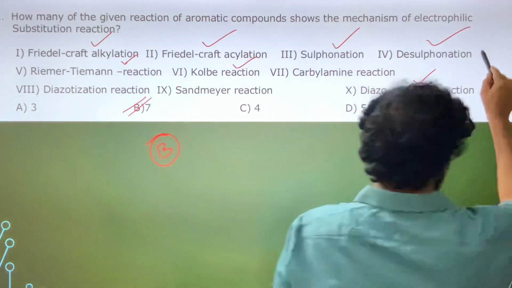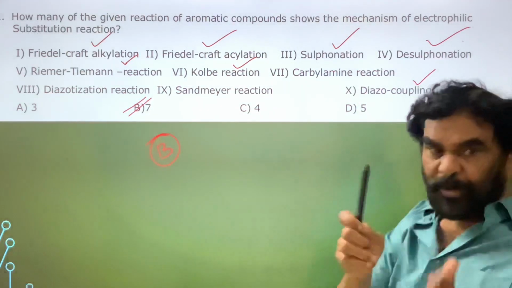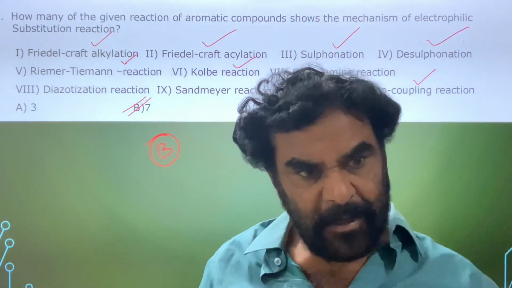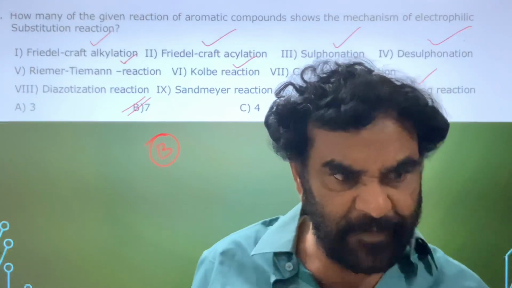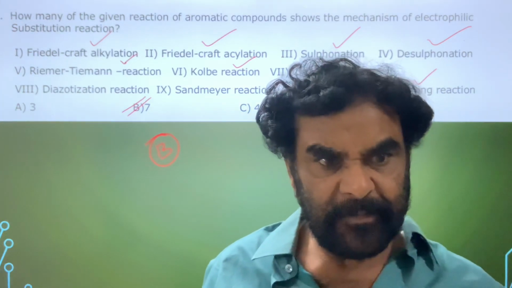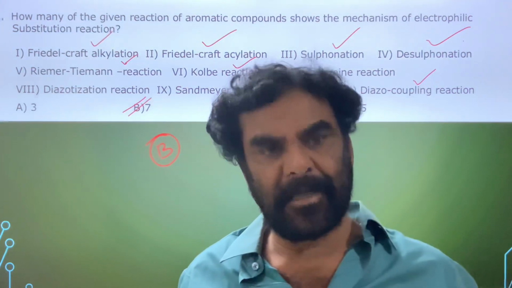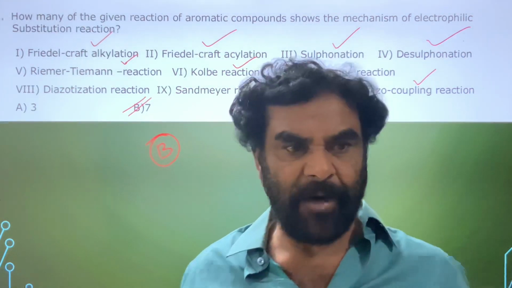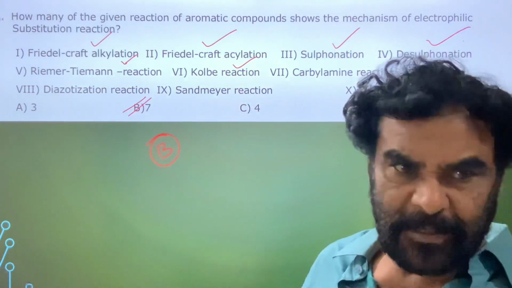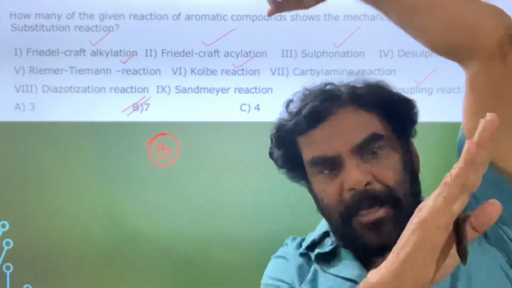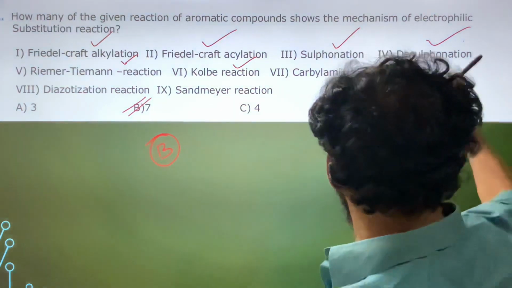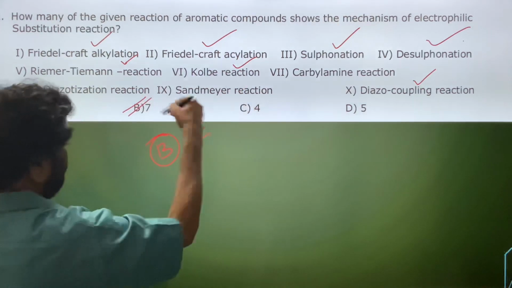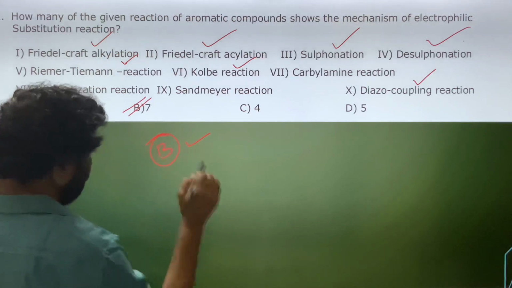See, desulfonation also. Sulfonation and desulfonation are reversible reactions. When benzene sulfonic acid is treated with superheated steam, what happens? Desulfonation takes place and benzene is formed. That is also electrophilic, a substitution reaction. The sulfonic acid group is replaced with H. Therefore, this also counts. Total 7 are electrophilic substitution reactions. B is correct.